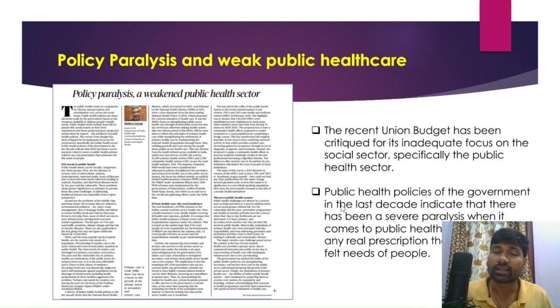And the next article, which is given in The Hindu newspaper, is very, very important for your General Studies Paper 2, specifically the social justice and governance part. So we'll try to understand this in a very detailed manner.